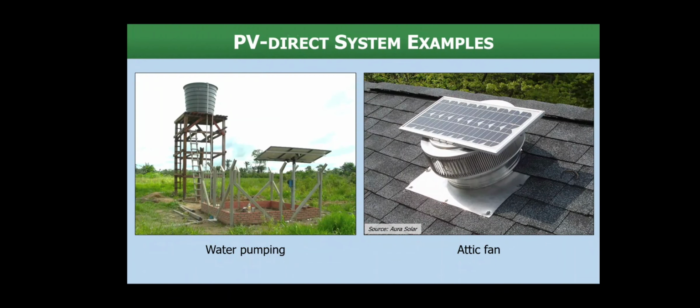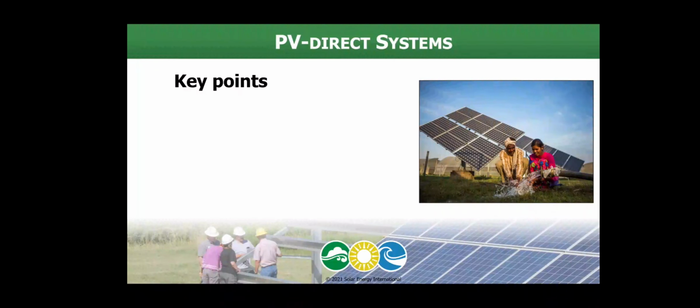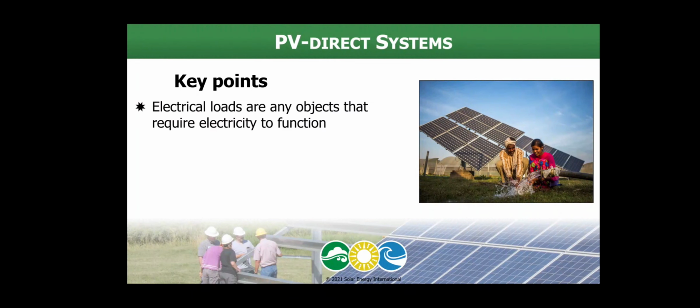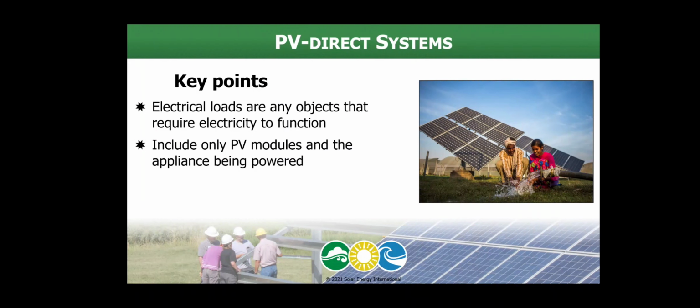To recap what we've seen so far in this lesson, electrical loads are any objects, equipment, or appliances that require electricity to function. We've been talking about the simplest type of PV system, a PV direct system, which only uses PV modules and a load. And it only works when the sun is shining.